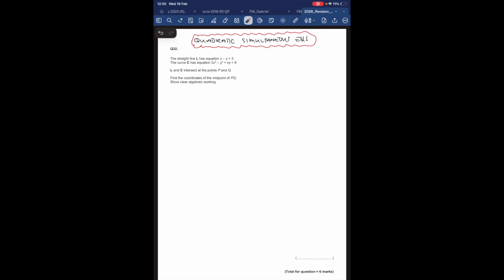If we read this question carefully, what we're given is a straight line, and we're given the equation of the straight line, x minus y equals 3, and we're given a curve with this equation. We can see that we've got x squared and y squared in it. This is an example of a quadratic simultaneous equation.